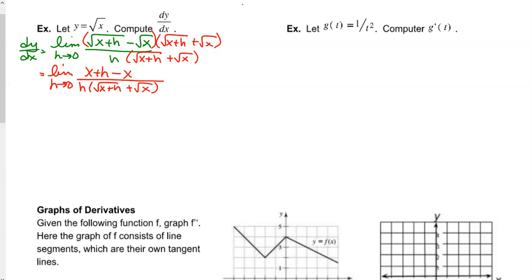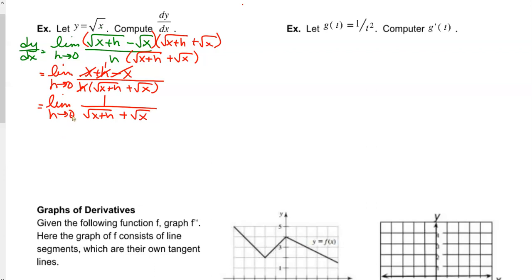All right, simplifying. Cancel the x's. Notice I'm left with an h over an h, so I'm going to go ahead and cancel and make that a 1. Cancel that one out. So basically, when I'm going to evaluate, this is what I need to plug h equaling 0 into. This is what I get, okay? So that's the simplified version of that.